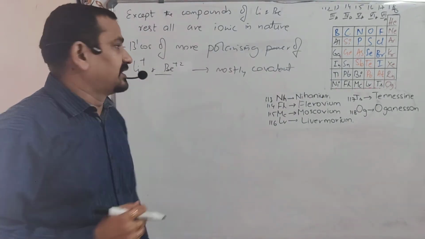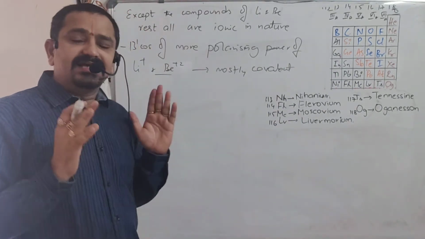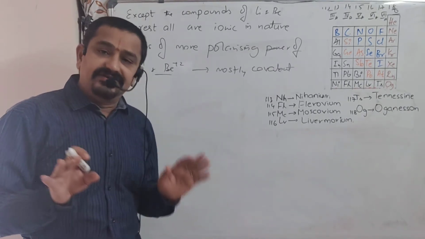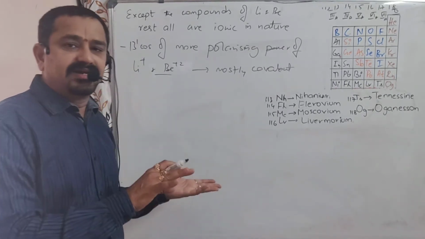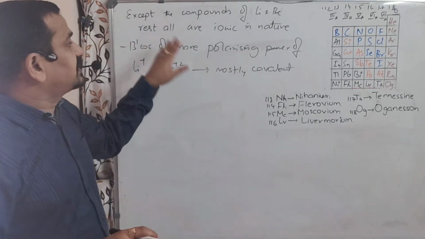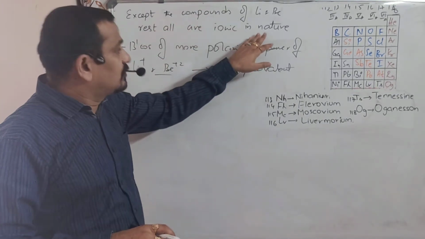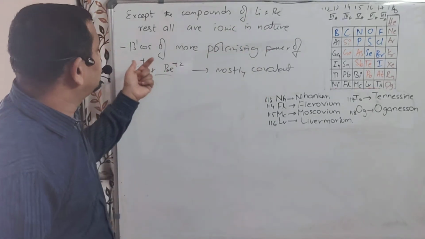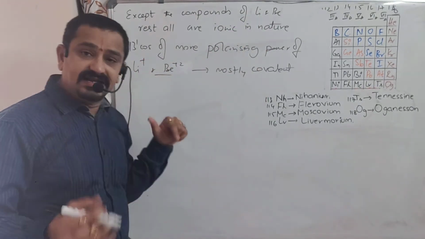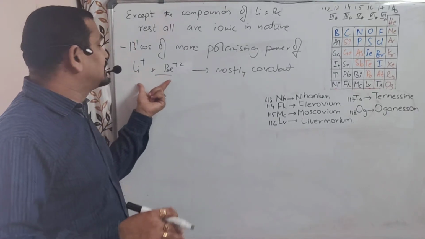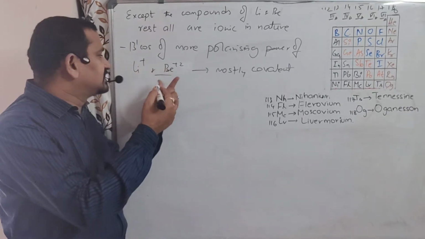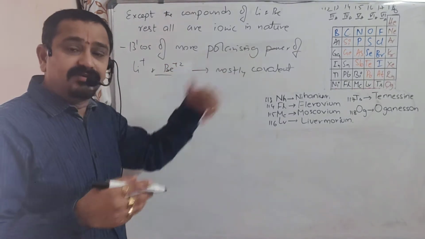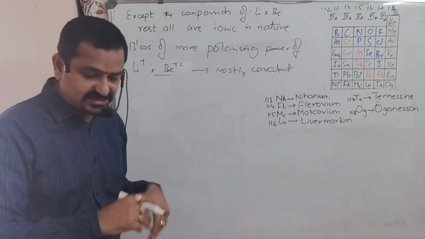Rather than ionic. I'm repeating, as S block elements are highly reactive, they are never available in their free state. Always they are available in the combined state. And in those combined states also, all those compounds are ionic in nature except those of lithium and beryllium. Why are compounds of lithium and beryllium covalent rather than ionic? Because of the polarizing power of the Li+ cation and the smaller Be2+ cation. We are going to study this polarizing power in the next chapter, chemical bonding.